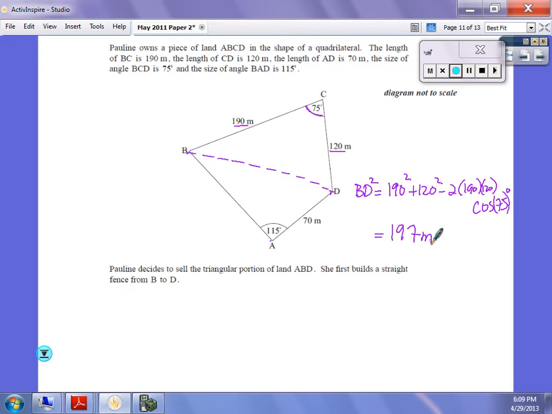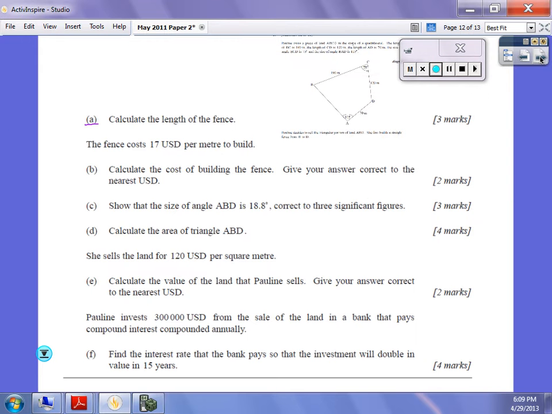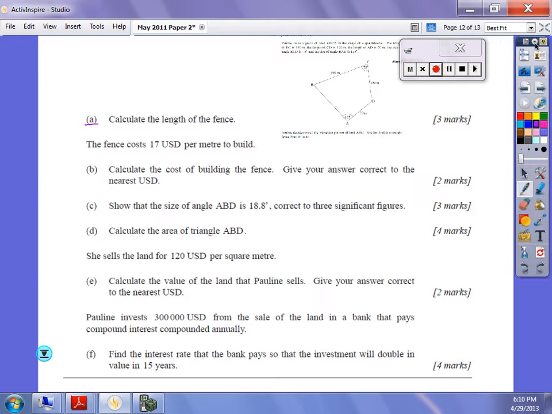All right, now what are we asked to do next? We're given some information that a fence costs $17 per meter to build. We're going to calculate the cost of building the fence. Now, when we do this, we have to go back, and this just seems absolutely crazy, the 197 is rounded to 3 sig fig. But when we're calculating the cost, we need to go back and use our unrounded values.